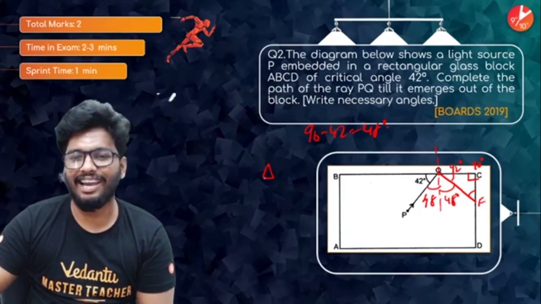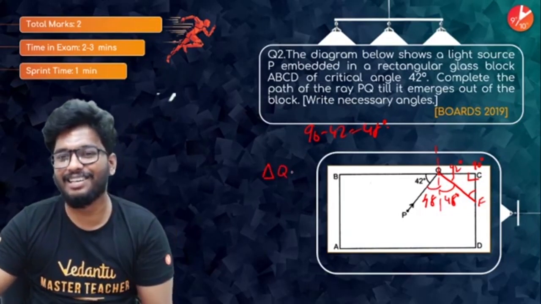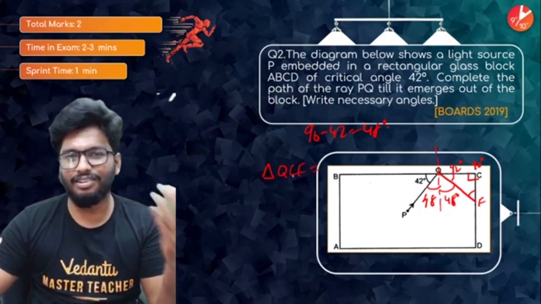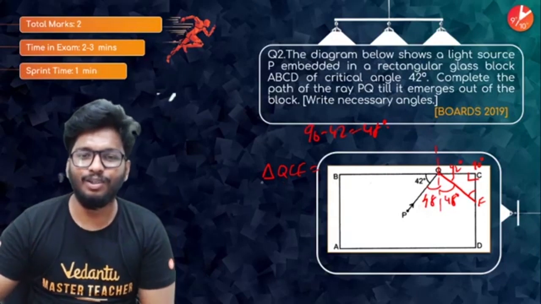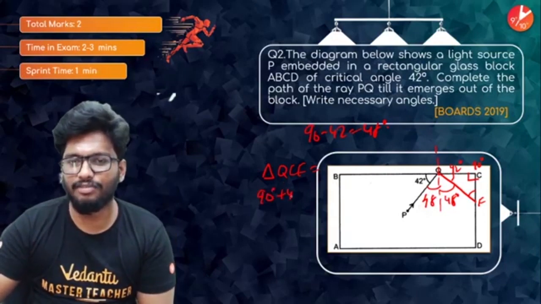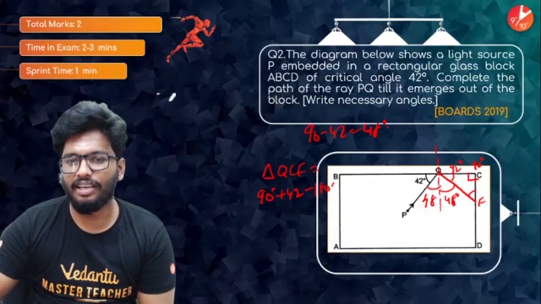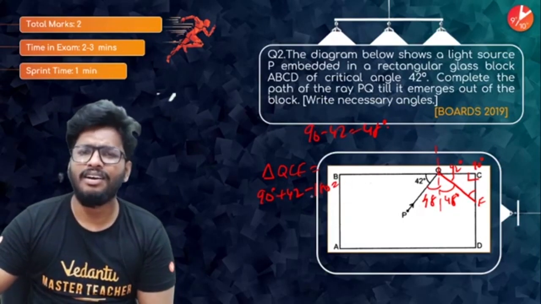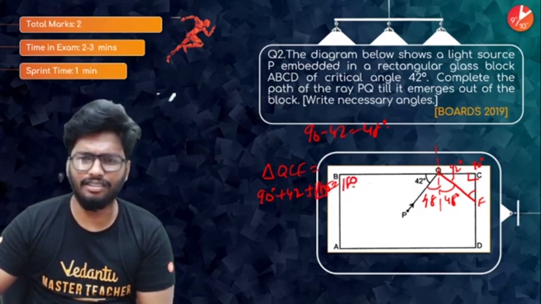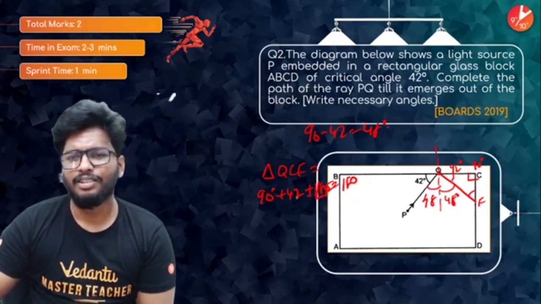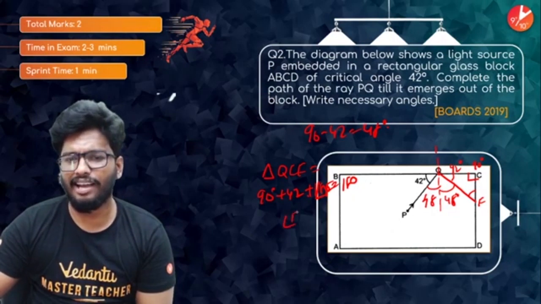It's basically a triangle, right? It's triangle QCF. If you already know that the sum of all the angles in a triangle is equal to 180 degrees, then we have one angle that is 90 degrees, the other is 42, plus angle F. Angle F is equal to 180 degrees, so angle F is equal to 180 minus 90 plus 42.